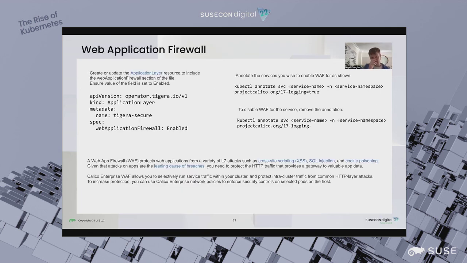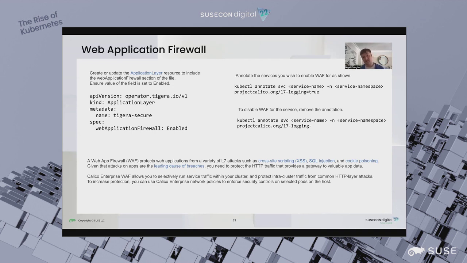And from a WAF scenario, like I say, we can collect the L7 traffic. By turning on this application layer custom resource saying web application firewall is enabled, then when you want to target a specific service, to say this service in this network namespace, whatever it is, you want to be able to say L7 logging equals true. So essentially you're turning on the L7 traffic for it. If you want to disable it, it's just by saying L7 logging, without any value. So basically remove the annotation.